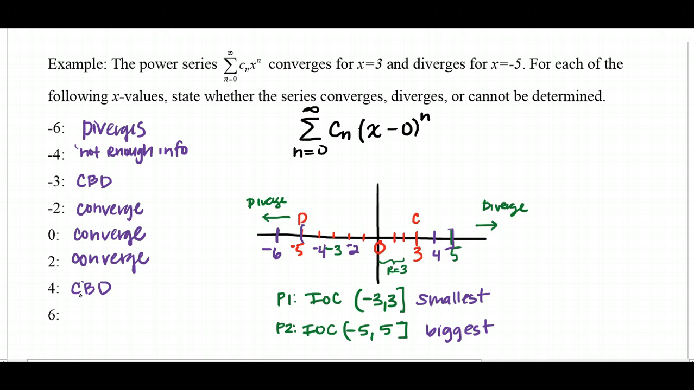And then finally, an x value of 6. So anything to the right of 5, we said has to diverge. Because if the series diverged for -5, then that means the biggest possible interval of convergence was from -5 to 5, including 5, and 6 is outside that interval. So this thing has to diverge. So these are all the different possibilities for all of these respective x values, just given one x value where I converge and one x value where I diverge.